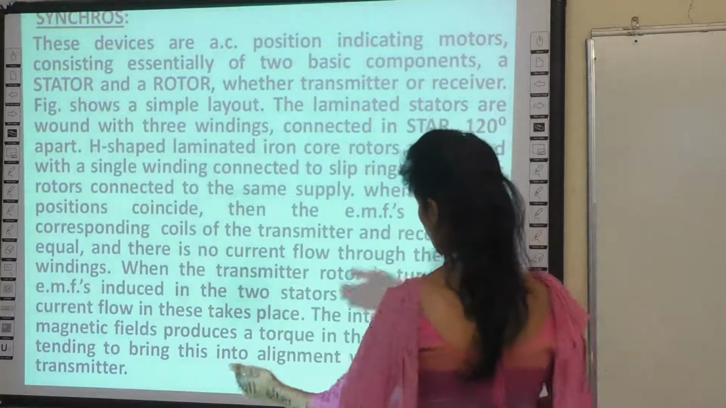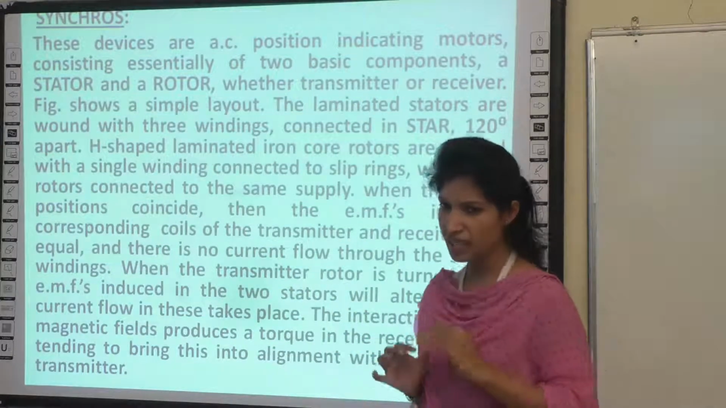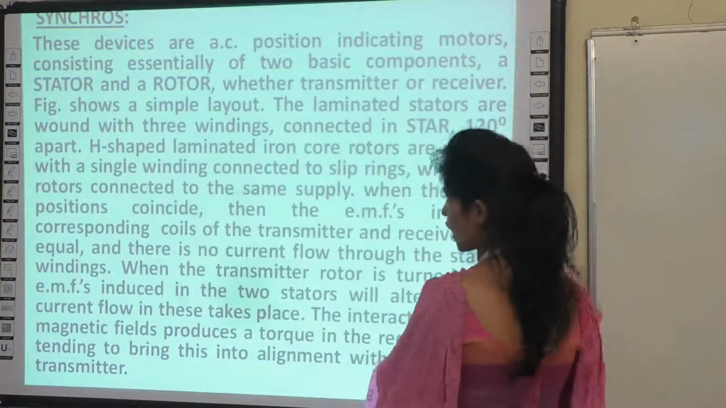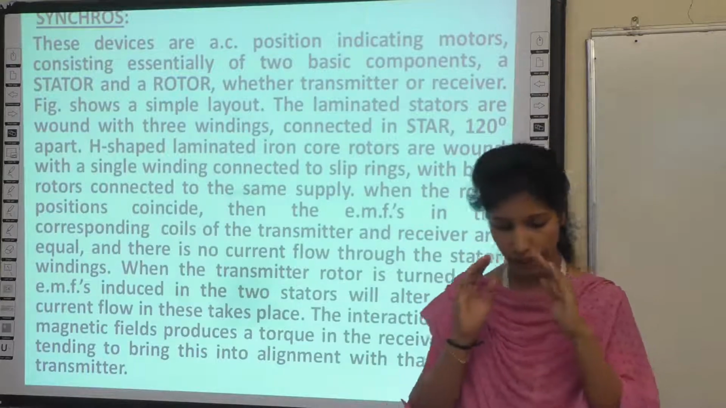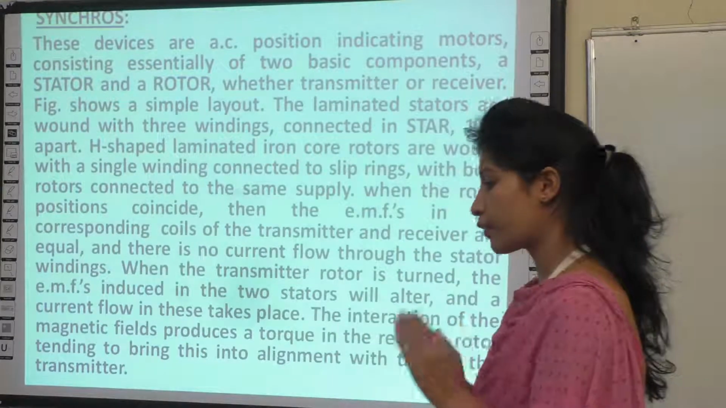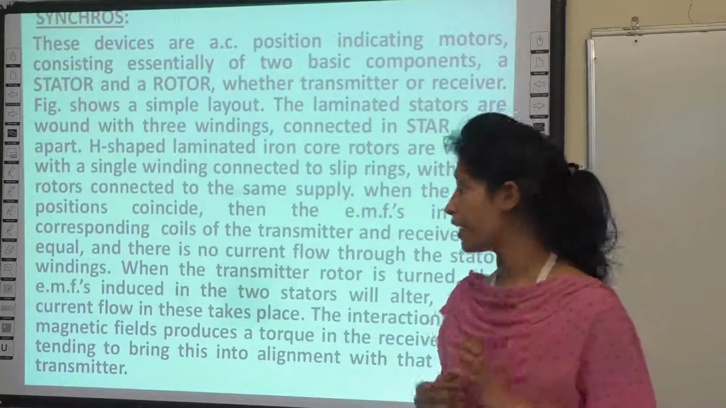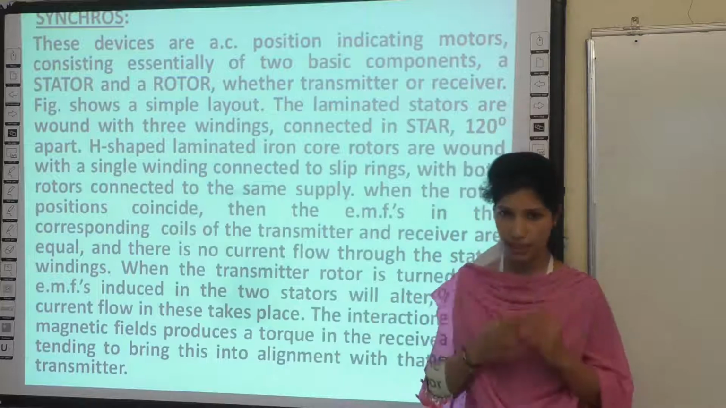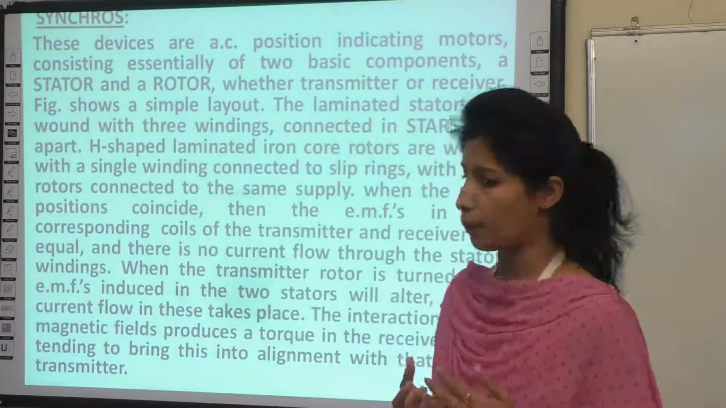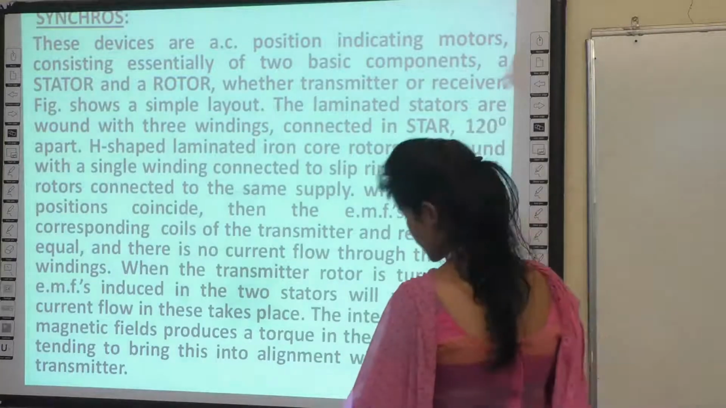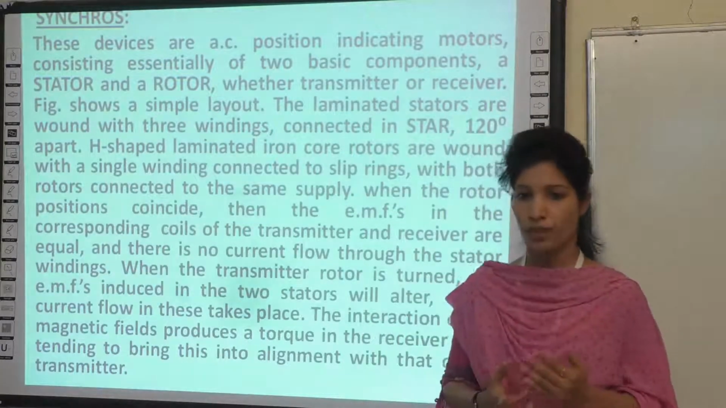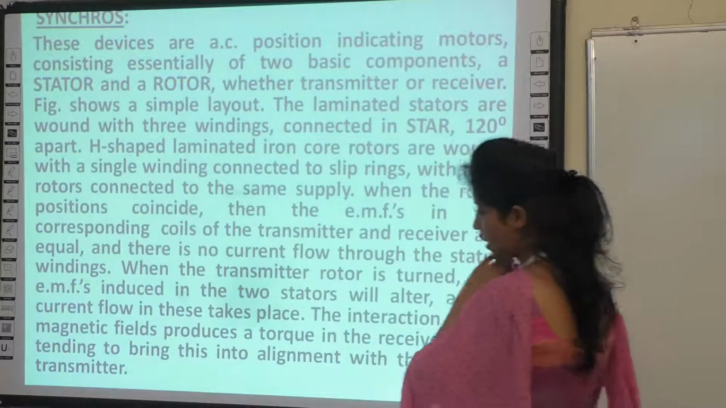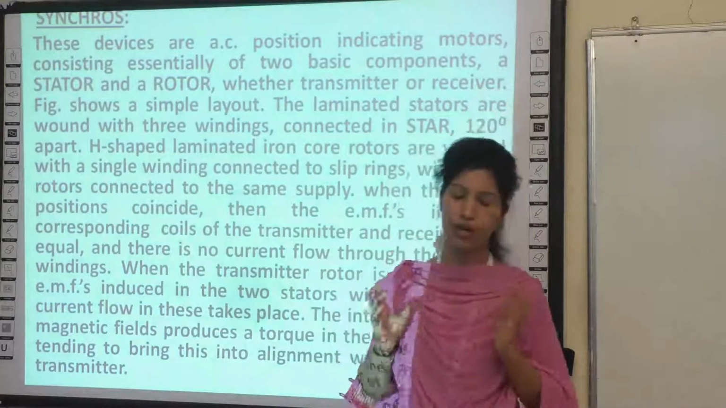The figure I already showed is a simple layout. The laminated stators are wound with three windings connected in star, 120 degrees apart. How it will be partitioned: 120 degrees apart. Head-shaped laminated iron core rotors are wound with a single winding connected to the same supply. Once again, the stator and rotor, whether transmitter or receiver, are connected 120 degrees apart.